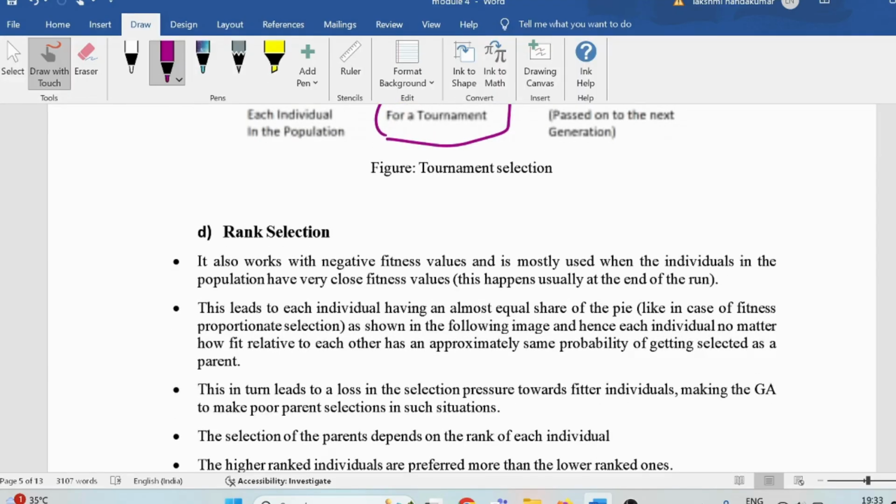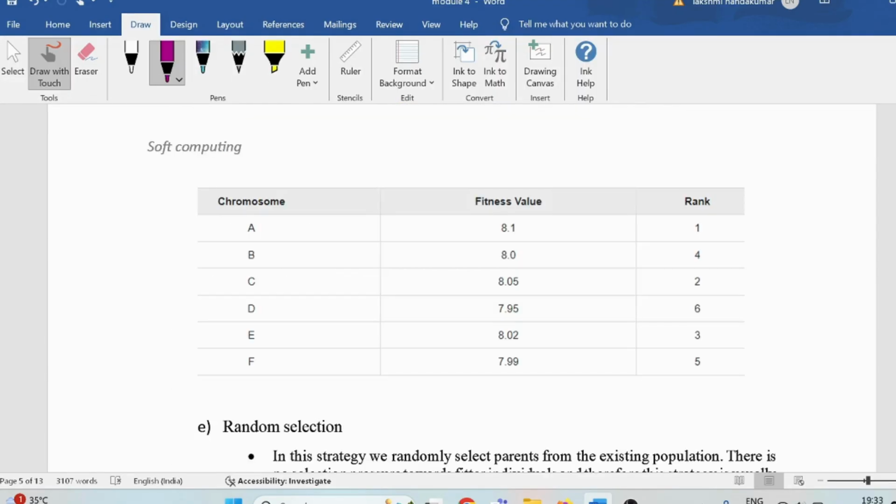Next is rank selection. This is again easy. Based on the fitness values, ranks are assigned, and you can see the ranks over here. The one having the highest fitness, 8.1, will be given rank 1. The next is 8.05, so that will be given rank 2. Then the next one is 8.02, which is given rank 3, and so on. And from that, however many individuals we need will be chosen based on the rank. If I need only 2 individuals, then I can choose 2. If I need 3 or 4, I can again choose based on the rank.